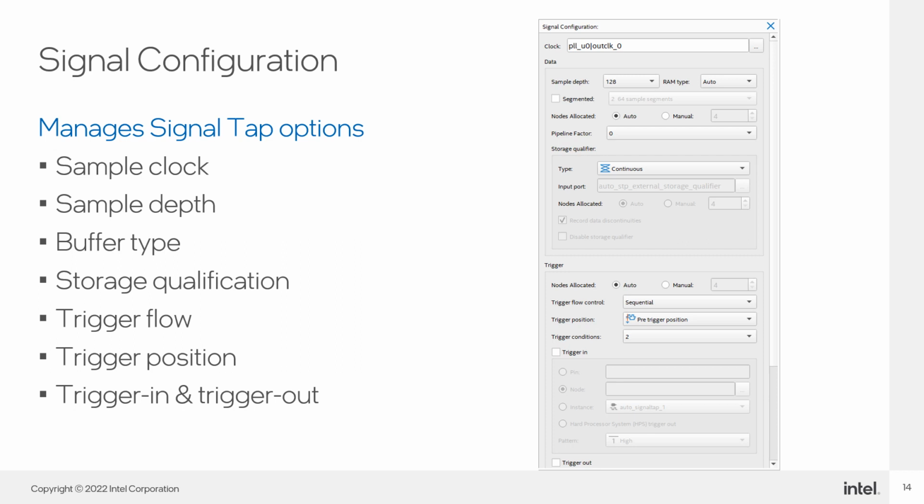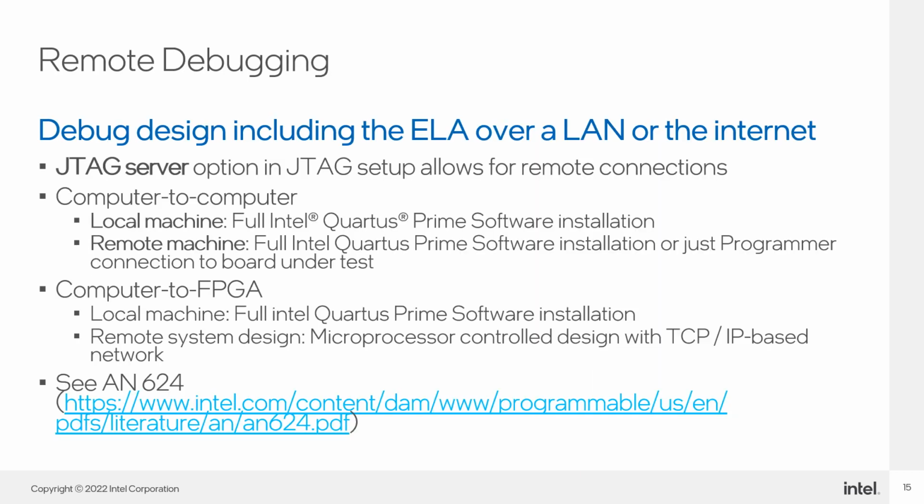Use the highlighted Browse button to open the Node Finder and select a sampling clock for this instance of the logic analyzer. For situations where the FPGA design under test may be at a remote location, either somewhere on your local area network or across the internet, the Signal Tap Logic Analyzer supports remote debugging. For an FPGA design that does not include a network connection, you can set up a computer-to-computer debugging session.